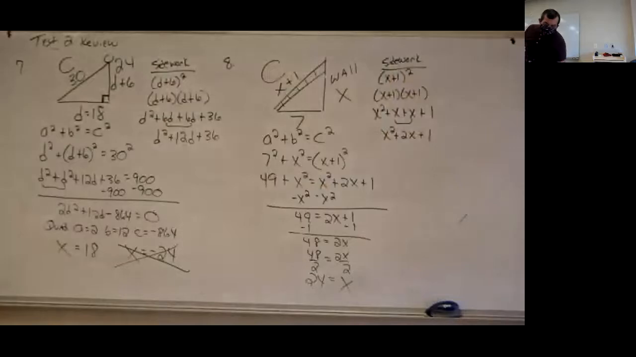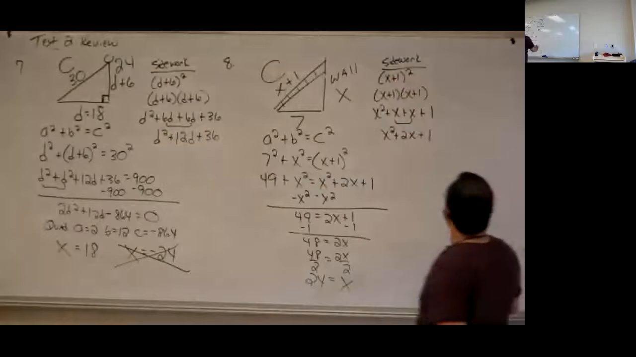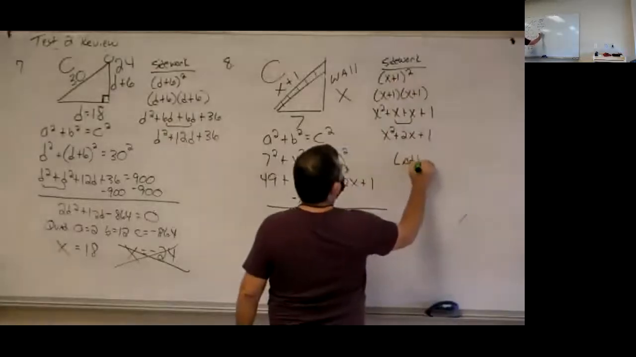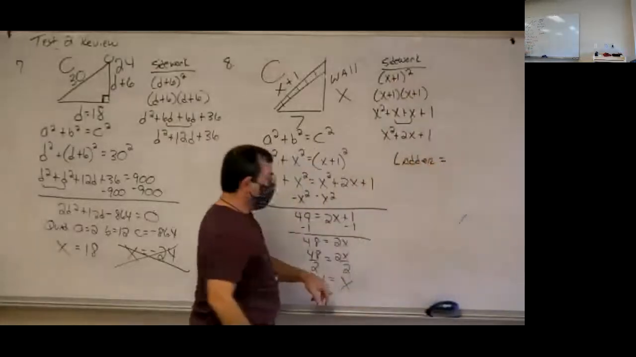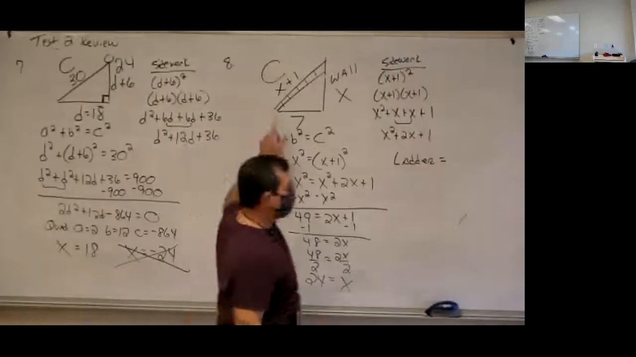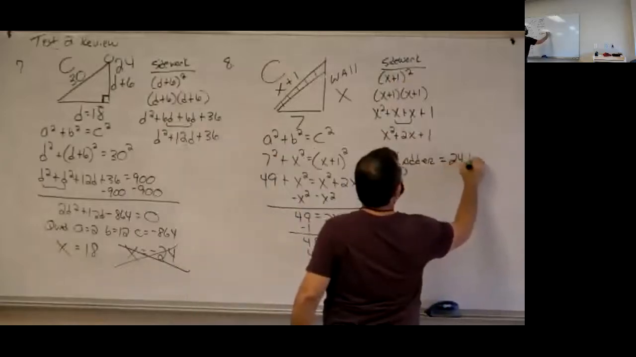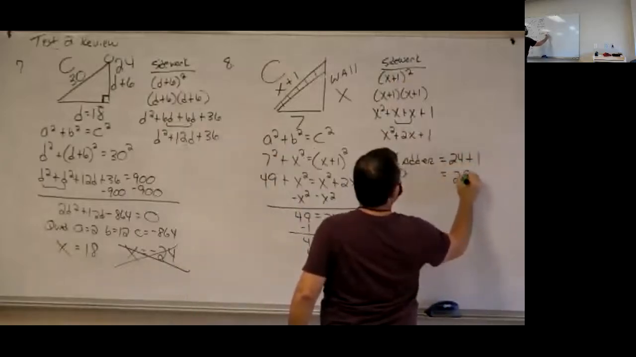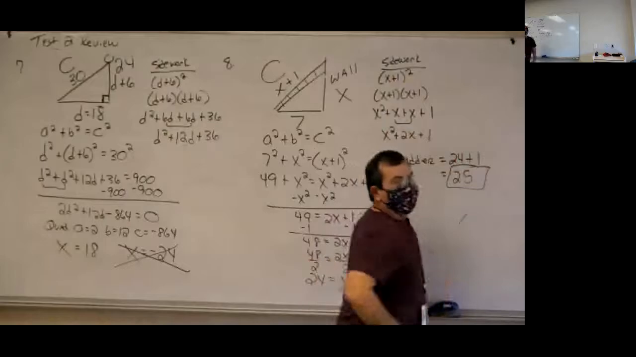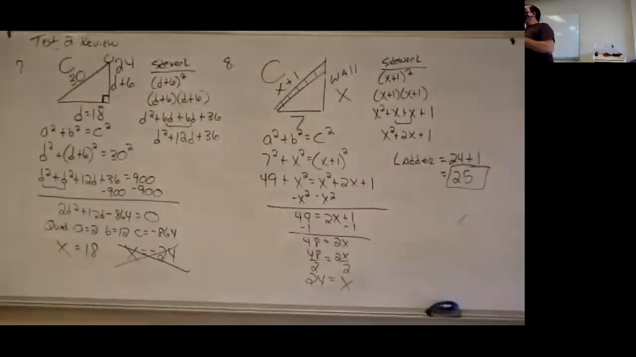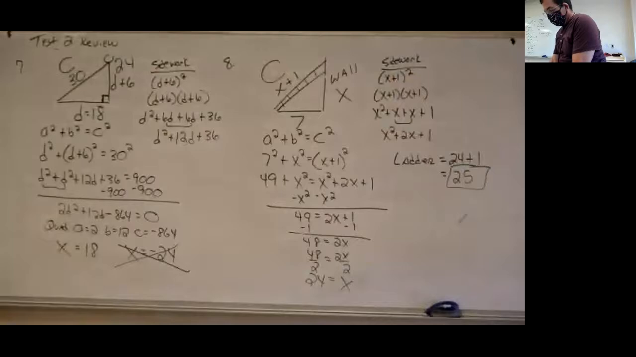But y'all be careful. This one does not care about the height of that wall. All they want to know is how long is that ladder. So the ladder equals the 24 plus the 1, which will give me 25. So remember, once you find that distance, don't stop. Add the 1 and get me the ladder, okay?